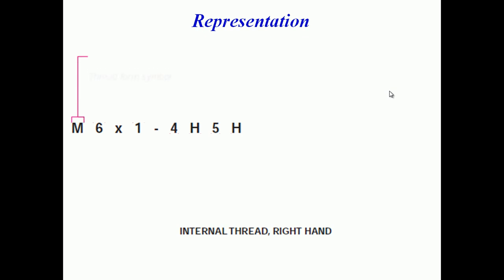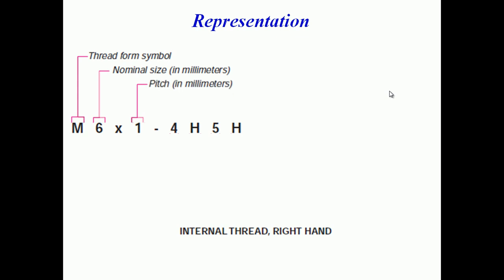So M denotes the thread form symbol. This one we have seen in the last class, thread form. The next one, the 6, denotes the nominal size in millimeters. So this numerical value is the nominal size of the thread in millimeters. Next, this numerical value denotes the pitch in millimeters.